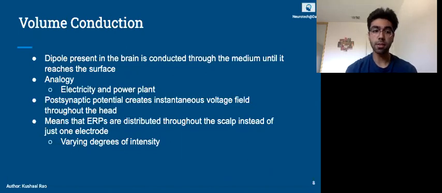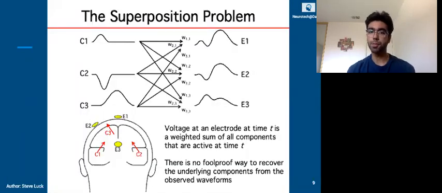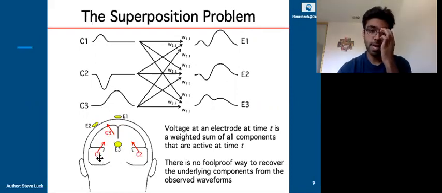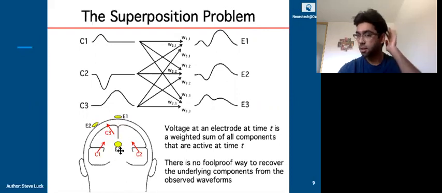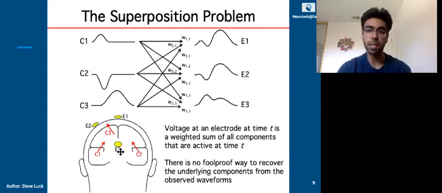One of the problems with this, though, is that it leads to the superposition problem. To explain a little bit about what is going on in this diagram, if you look right here at this guy's head, you have different ERP components being generated. So you have C1, C2, and C3. And they're all in different aspects of the brain. These are called generators, or generation sites, right? And then over here in E1, E2, and E3, you have electrodes. This E3 looks like it's in the center of someone's head, but it's actually in the back of someone's head. Just keep that in mind.